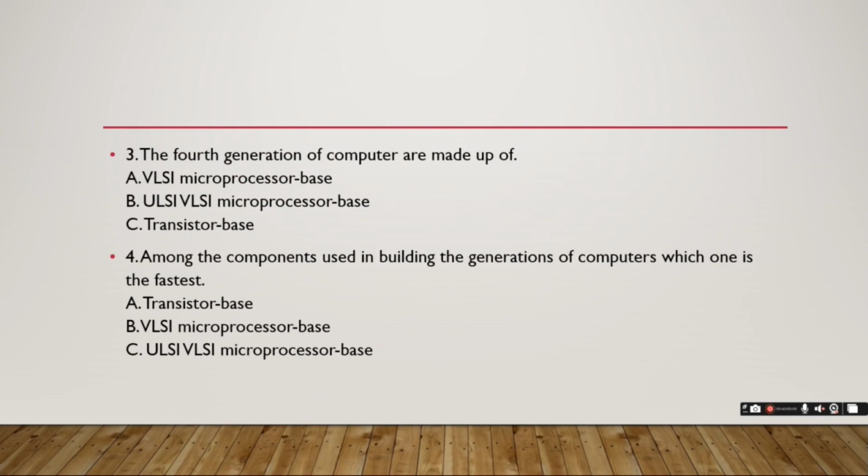Question 3. The fourth generation of computers are made of A. VLSI microprocessor base, B. VLSI microprocessor base, C. Transistor base. Question 4. Among the components used in building the generations of computers, which one is the fastest? A. Transistor base, B. VLSI microprocessor base, C. ULSI VLSI microprocessor base.